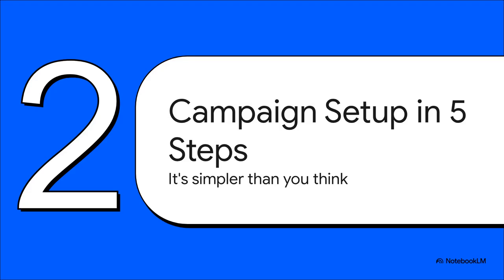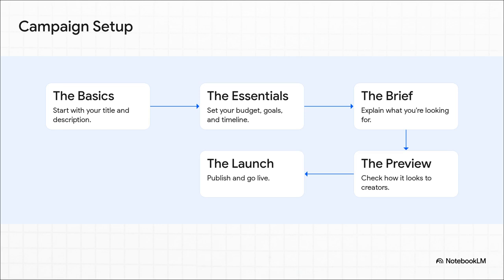All right, we've covered the why, so let's get into the nitty-gritty how. Setting up your campaign is just a simple 5-step process, and trust me, it's way faster than you're probably imagining. And here's our little roadmap. We'll start with the basics, nail down the essentials, write a clear brief, give it one final look over, and then launch. That's it. 5 straightforward steps, and you're live.